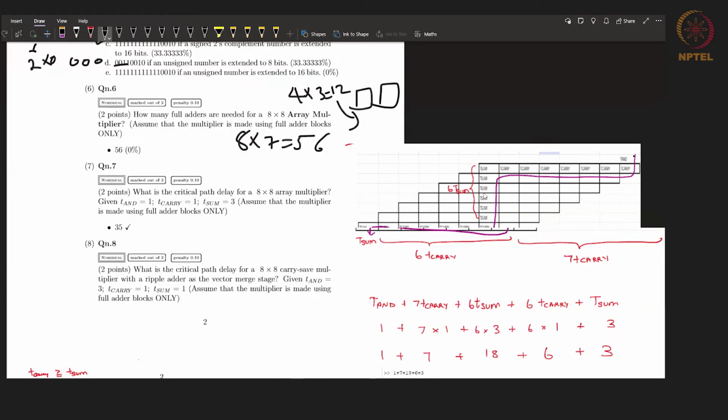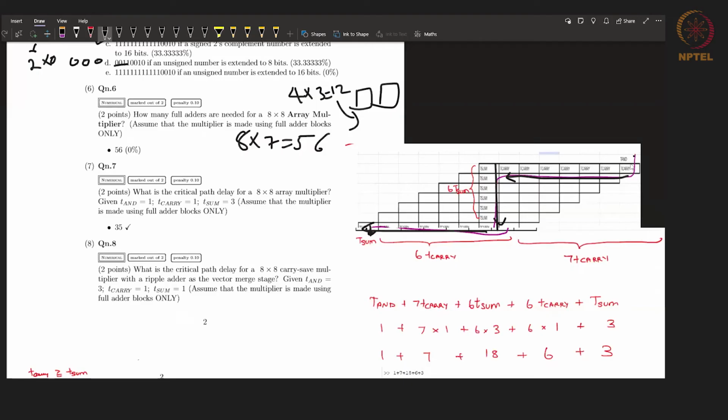The critical path would be, since the carry is what is being flushed all this way, and the sum is what is being flushed down the path in the vertical along rows. Along columns, it is the carry. Along rows, it is T sum. And again, along columns, it is T carry. And then finally, T sum.